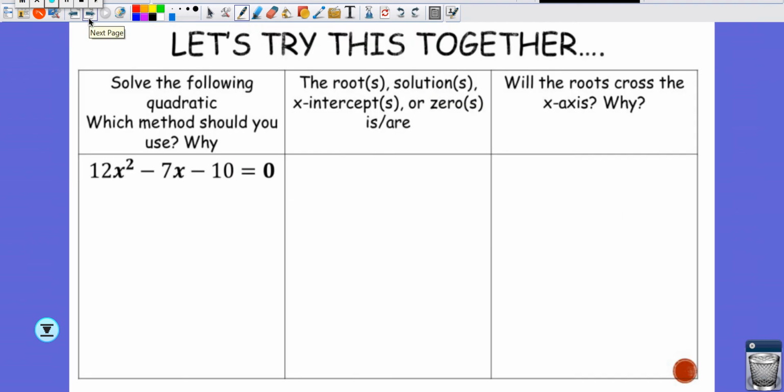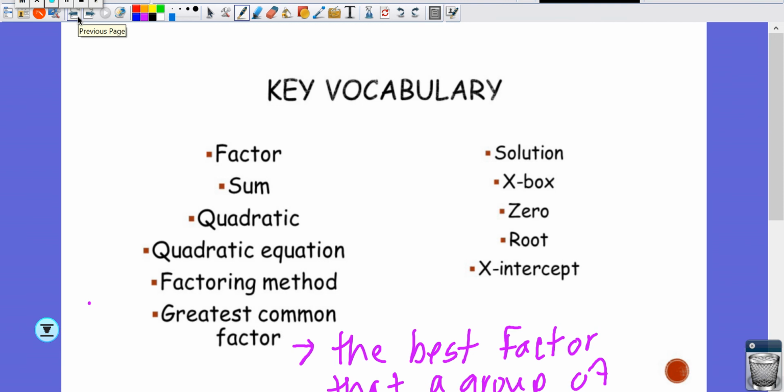Alright, so let's try some problems together. It says solve the quadratic, and which method should you use and why. The method that I'm going to use to solve this is factoring. It is set equal to 0. Okay, hold on, let me go back because I skipped the other part. We know a solution, root, and 0 all mean where the graph crosses the x-axis.